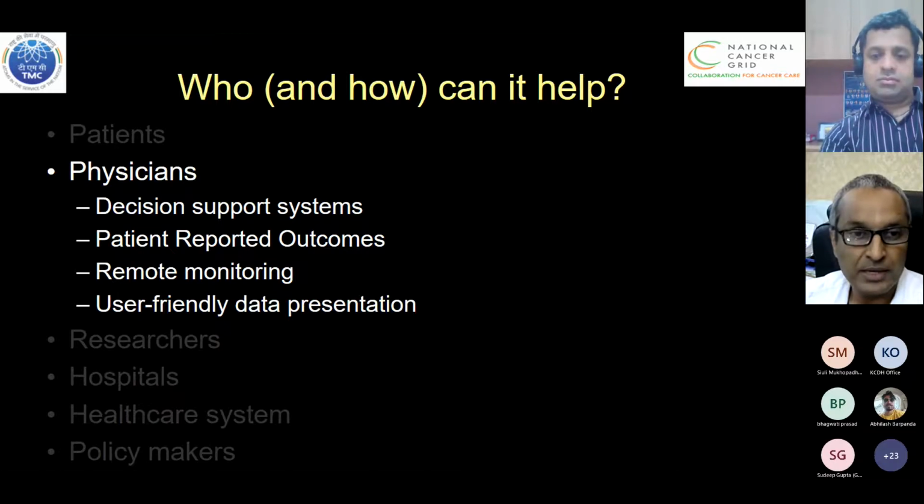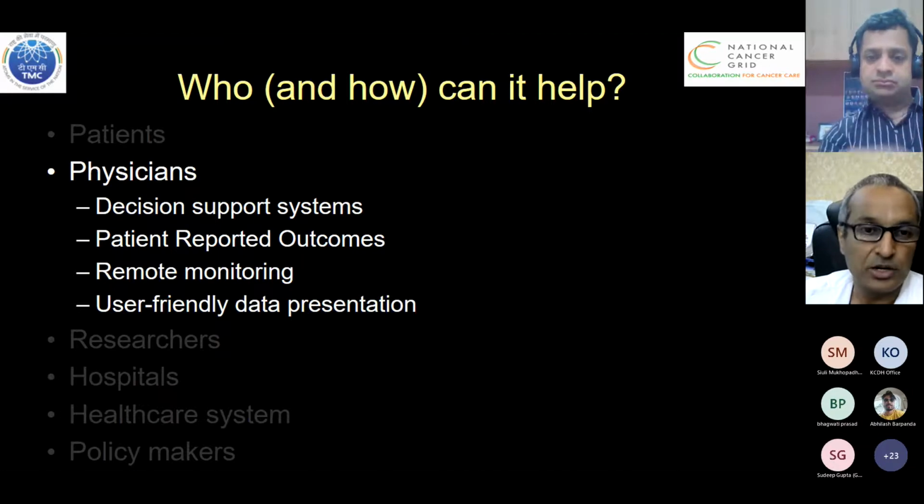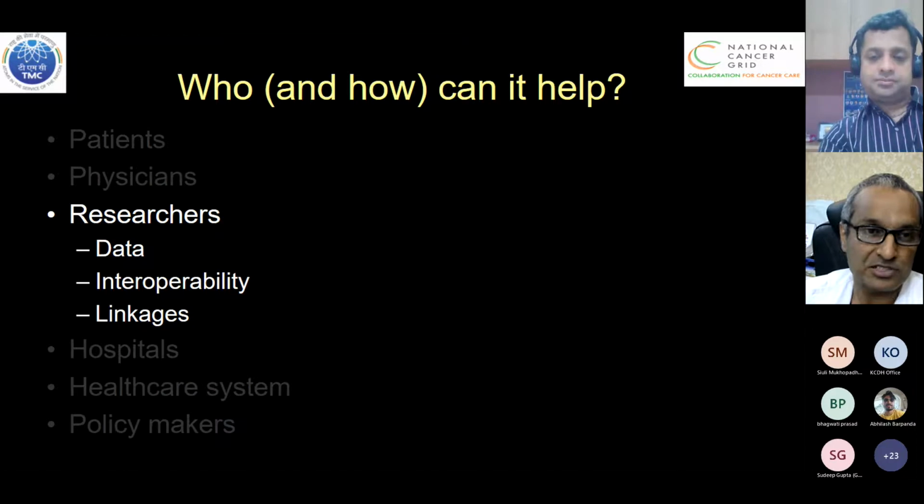quite significantly. We've heard previous speakers talk about remote monitoring, again, enabling access to the most rural of areas. And the other advantage that it could potentially have for physicians, especially physicians working in busy clinical situations like what we face in India, is to have user-friendly data presentation which summarizes a patient's longitudinal history into a pictograph which can be readily accessed. For researchers, this is a goldmine.